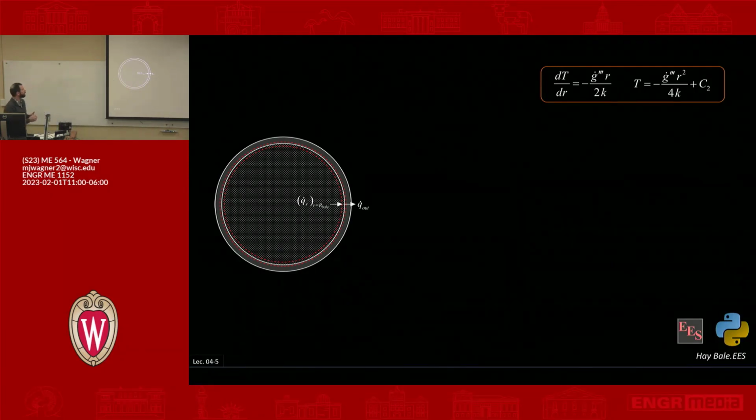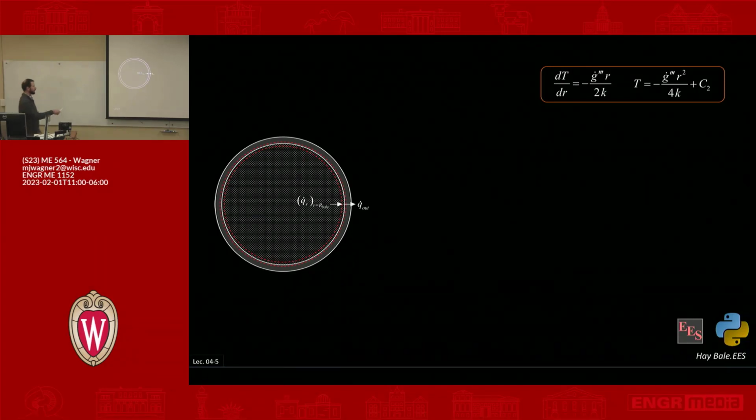So we have, at the edge of the surface, conduction through the plastic, and then we have convection to the surroundings, maybe radiation to the surroundings. And the surroundings are at a known temperature, but we don't know anything about the actual temperature or heat flux at the boundary.